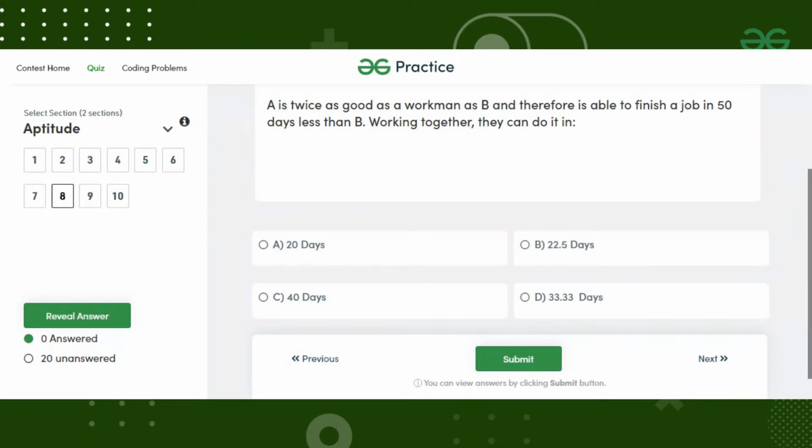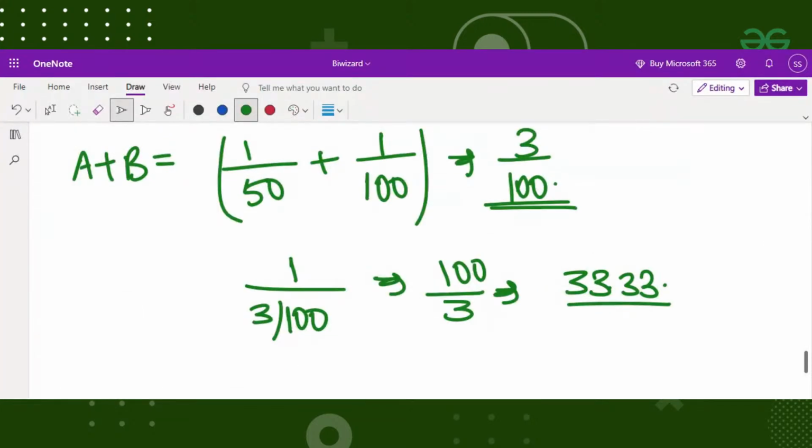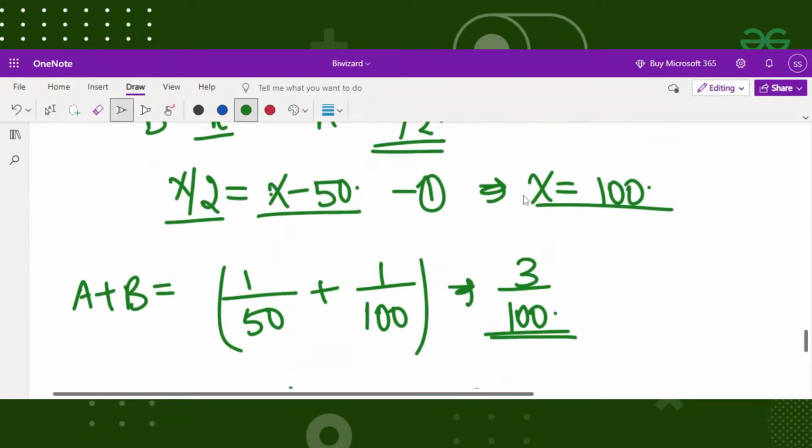Okay. Now let us find out the amount of work that they can do together, that is 1 divided by the time taken by A plus 1 divided by the time taken by B. Then together it comes out to be 3 by 100. What is required is in how many days they can finish the job together. So for that it will be simply 1 divided by 3 by 100, that is 100 by 3. That will simply give us 33.3. Okay, so that is correct. This is the method to solve the question.